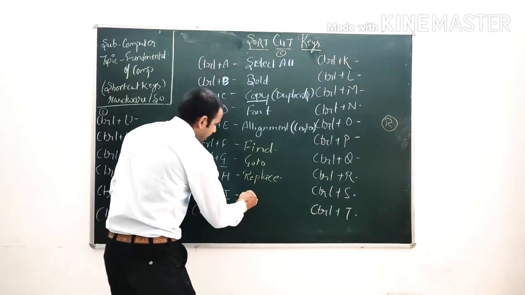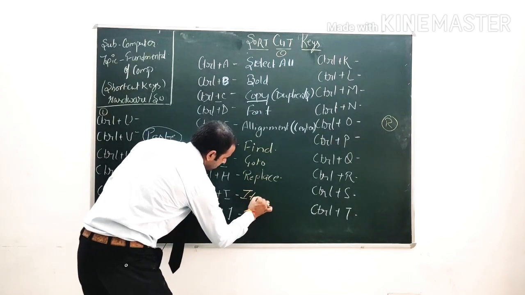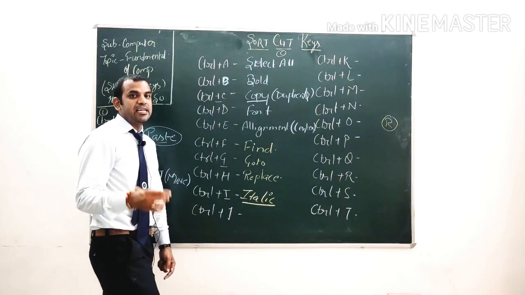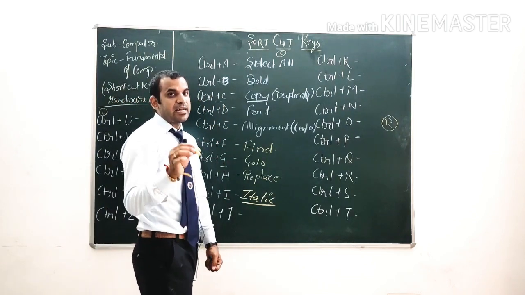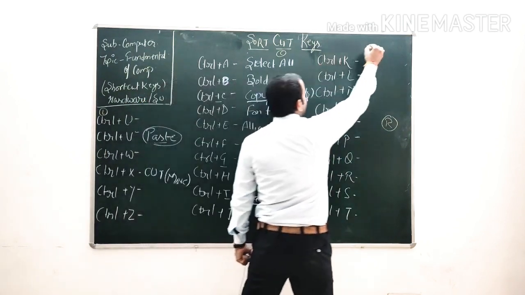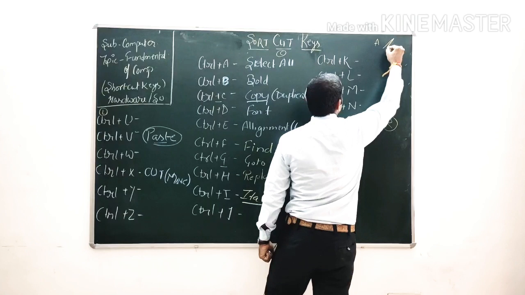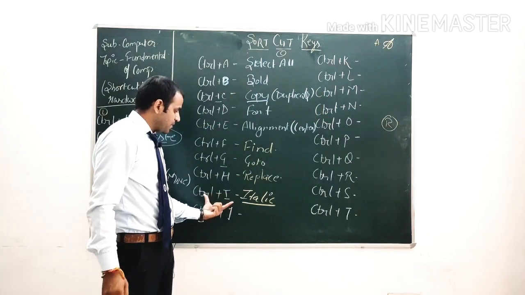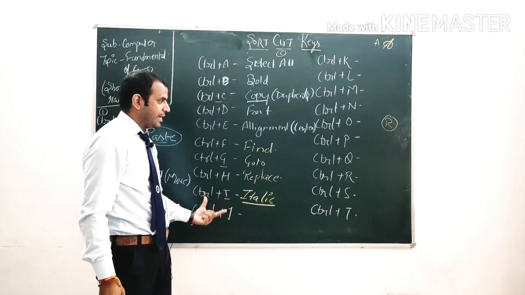Next one is Control I. It is italic. Okay, italic means cursive writing. In the English language, when the writing option is available, the first one is normal A and the second one is italic A. This is cursive writing. To use cursive writing, we will use the shortcut key Control I.